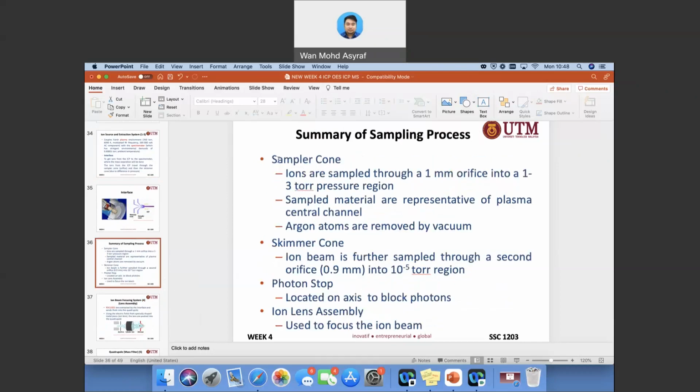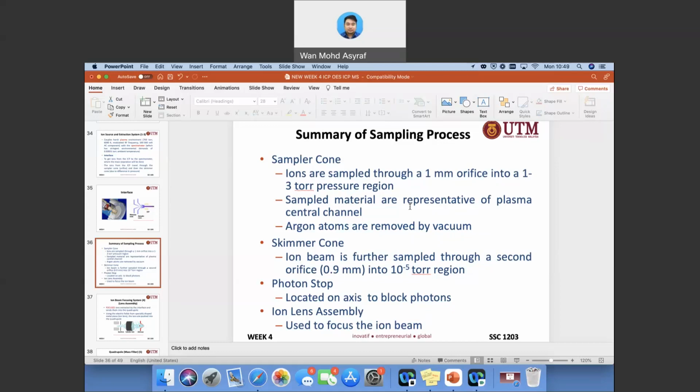So the sampler cone is where ions are sampled through a 1 millimeter orifice into a 1 to 3 torr pressure region. So the sampled material is representative of the plasma central channel. The argon atoms are removed by the vacuum because we have the argon gas inside the plasma. We don't want to detect the argon because argon is not part of the metal that we want to analyze.